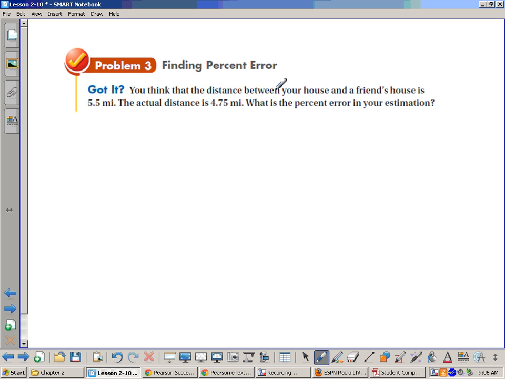Here we're going to figure out the percent of error. Quite often when things are measured, there's an error in that measurement, and we can figure out what that percentage is based on the change. So we think that the distance between your house and a friend's house is 5.5 miles. The actual distance when measured was 4.75. So we can figure out the difference, or how much it was off by, subtracting the two. So if we take 5.5 minus 4.75, we're going to get 0.75 miles. So we know it was off by 0.75.